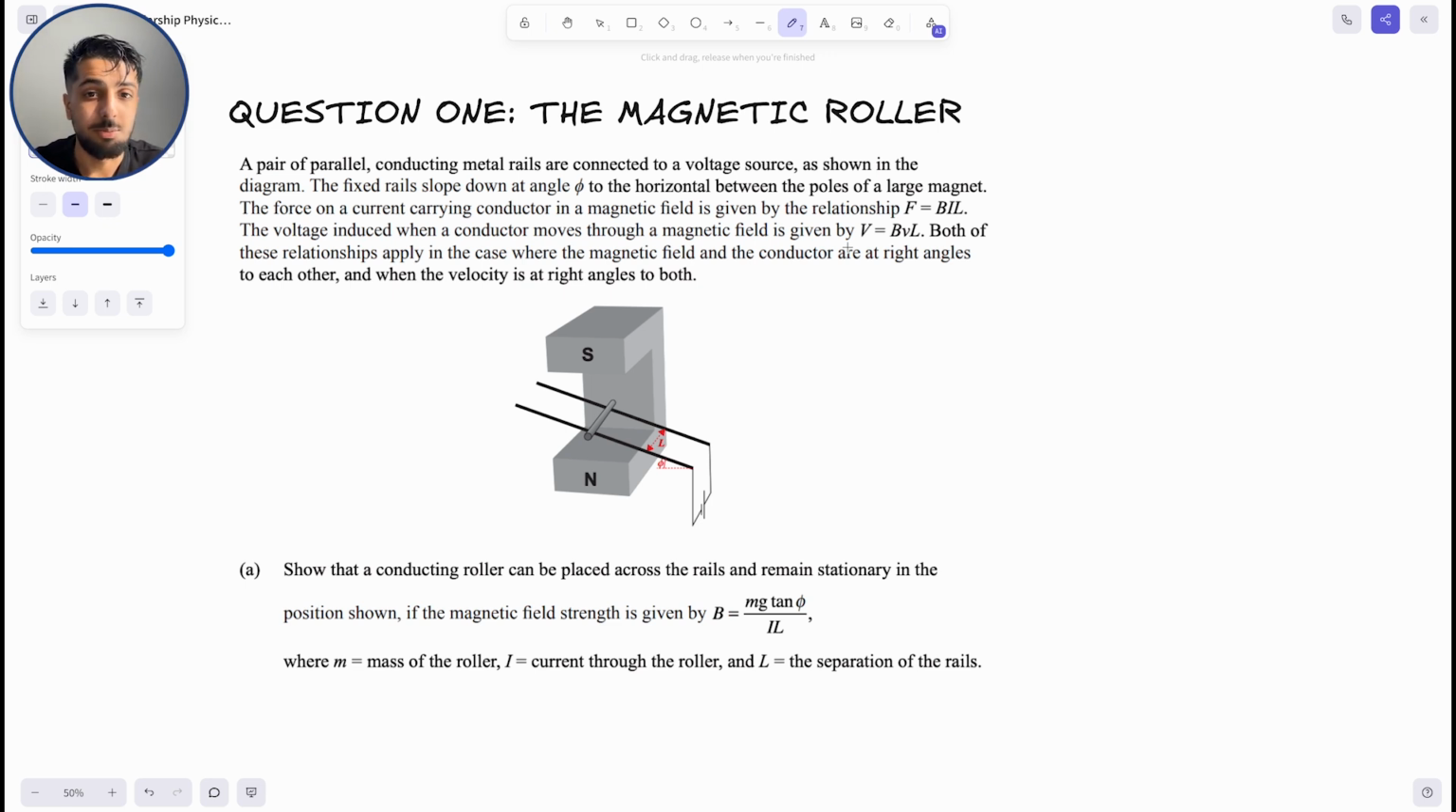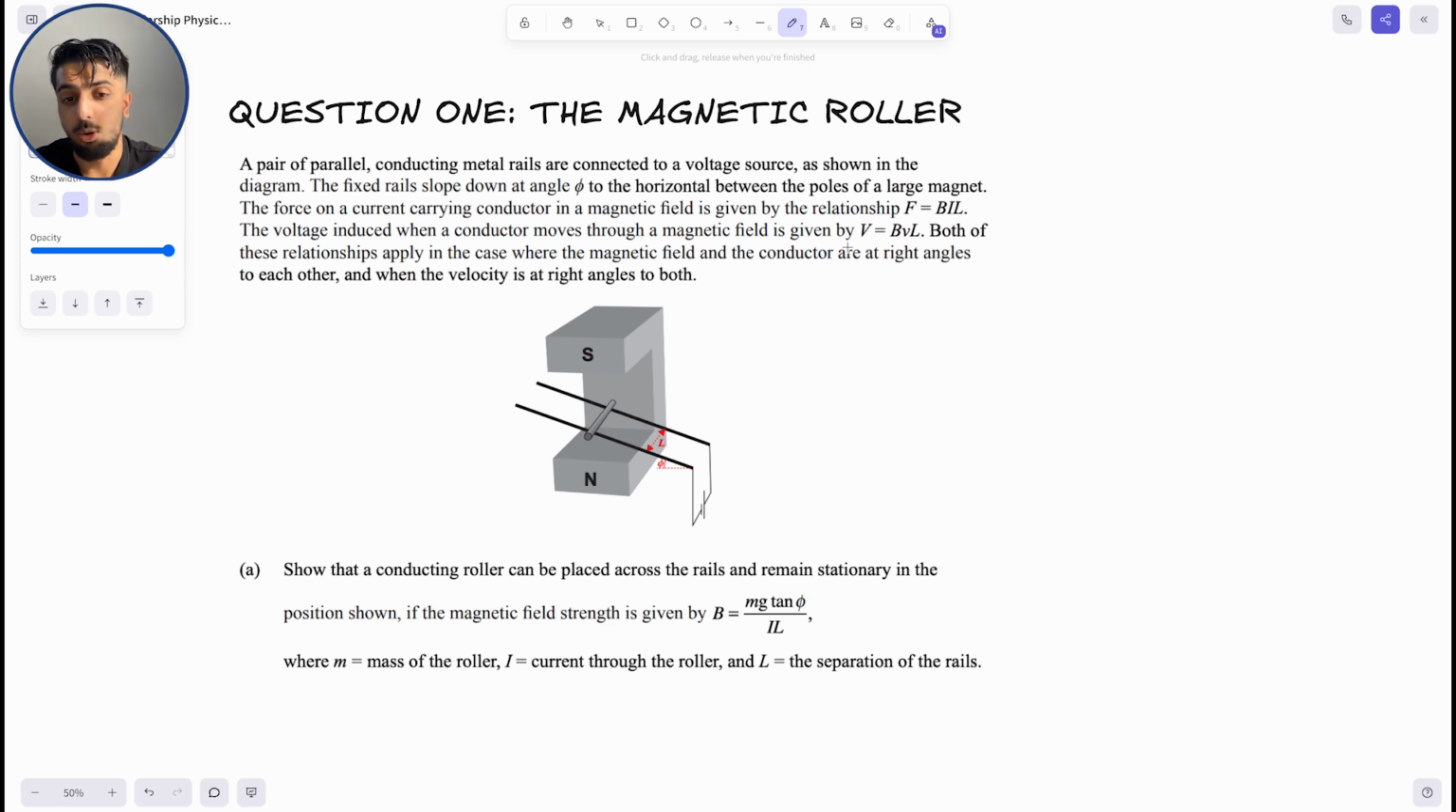The fixed rails slope down at an angle phi to the horizontal between the poles of the large magnet. The force on the current carrying conductor in the magnetic field is given by F is equal to BIL. The voltage induced when the conductor moves through the magnetic field is given by V is equal to BvL. Both of these relationships apply where the magnetic field and the conductor are at right angles to each other, and when the velocity is at right angles to both.